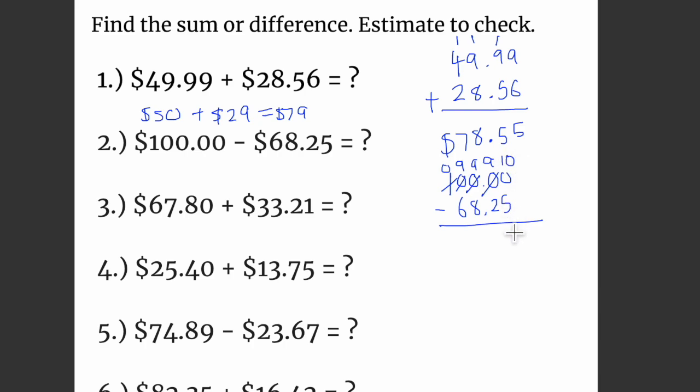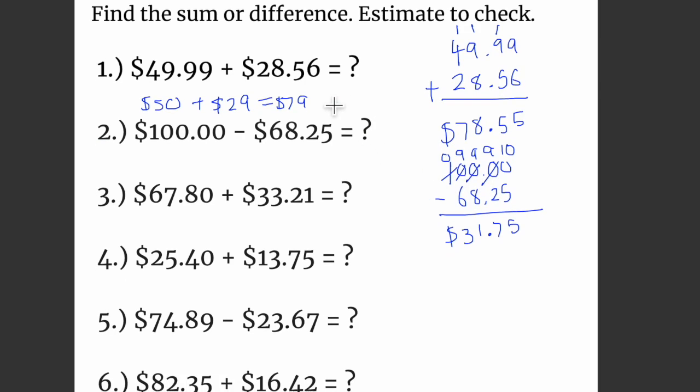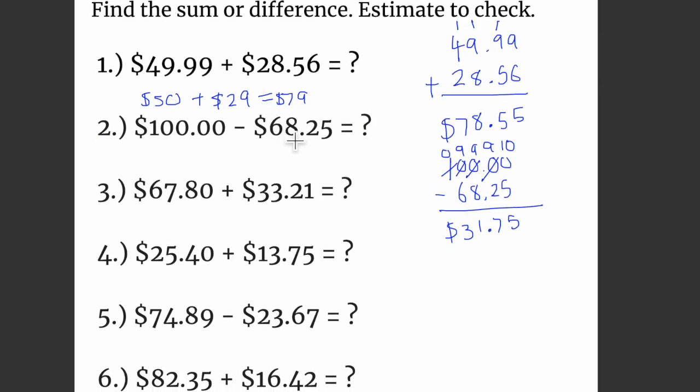10 minus 5 is 5. 9 minus 2 is 7. Add the decimal place. 9 minus 8 is 1. 9 minus 6 is 3. So our answer is $31.75. And we can estimate this by rounding 68.25 to the nearest dollar. So that would be $68.